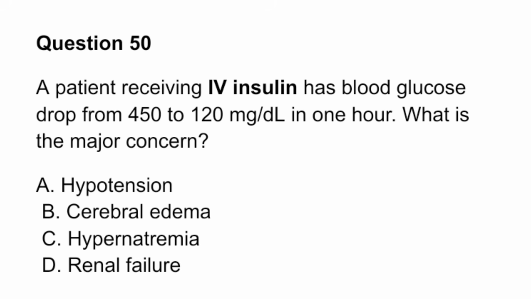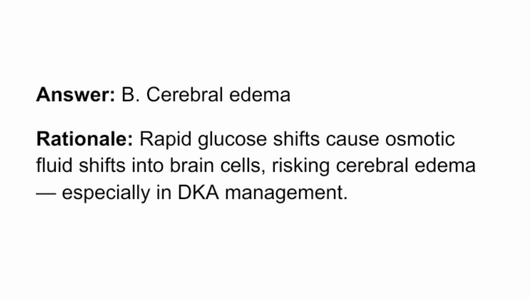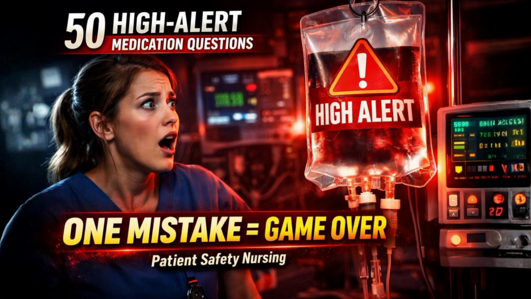Question 50. A patient receiving IV insulin has blood glucose drop from 450 to 120 milligrams per deciliter in 1 hour. What is the major concern? A. Hypotension. B. Cerebral edema. C. Hypernatremia. D. Renal failure. Answer: B. Cerebral edema. Rationale: rapid glucose shifts cause osmotic fluid shifts into brain cells, risking cerebral edema, especially in DKA management.